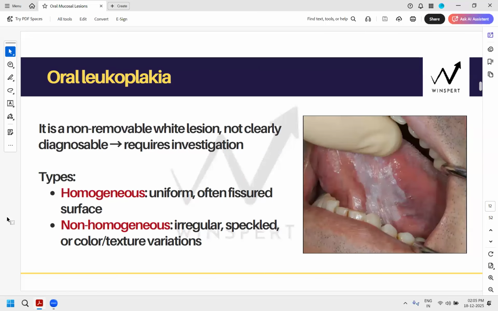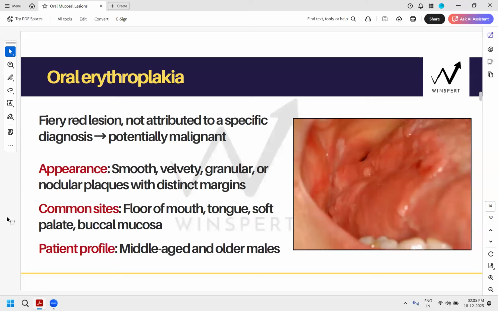Now coming to erythroplakia. Erythroplakia is a clinical term for a potentially malignant lesion. It's a red colored lesion, not a white lesion. Again, a red lesion which does not have any specific diagnosis. So just like leukoplakia, it is also a diagnosis of exclusion. They are asymptomatic, isolated, seen on the floor of the mouth, tongue, soft palate, buccal mucosa. Yes, Tanveer, absolutely right.